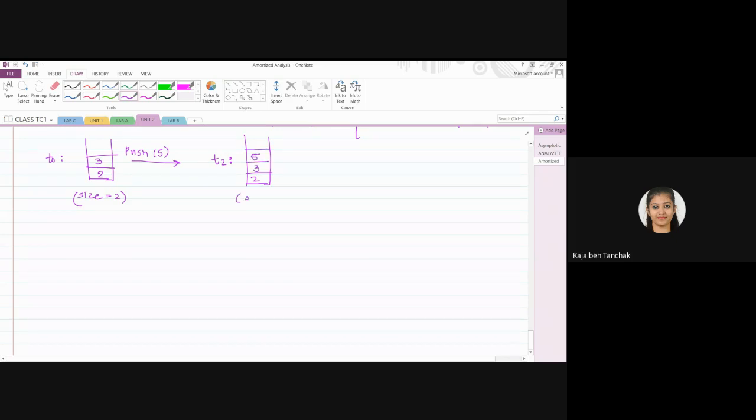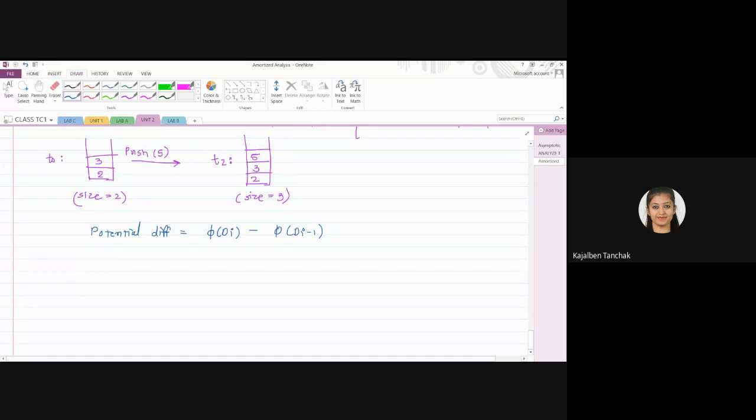Now the size of the stack will be changing. Now the size of the stack will be 3. So we have to find out the potential difference. The potential difference is equal to phi di minus phi di minus 1. Here di refers to the potential after performing the operation.